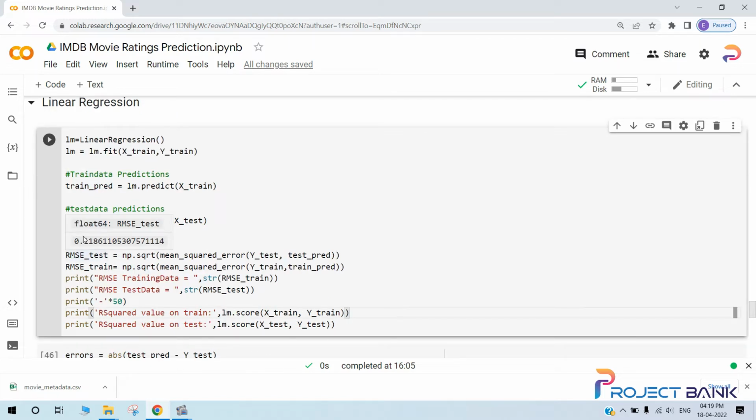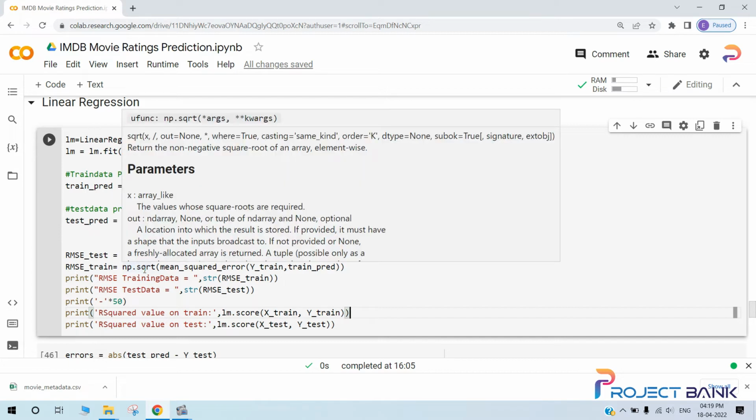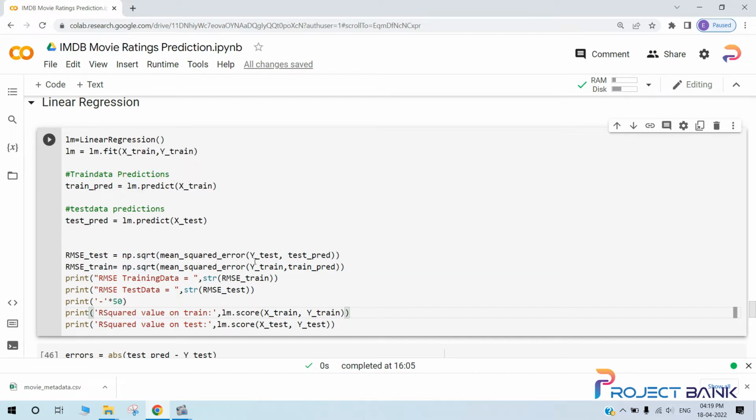In order to evaluate the performance of this model, we have used an evaluation metric to see how well this model has performed. The evaluation metric that we have used over here is root mean squared error. So what we have done is calculate the root mean squared error on the y-test data and y-train data. Here we have used np.sqrt on the mean squared error with y-test and y-train.